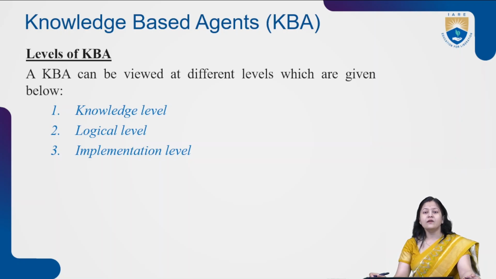The second step is called the logical level, where the agent or the human being can apply logic to find the result or the goal. The third one is the implementation level. After some knowledge is there, it will be implemented using pseudocode or some language to derive the goal or the result. So these are the three levels at which every knowledge based agent can be viewed. Now we'll discuss them one by one.